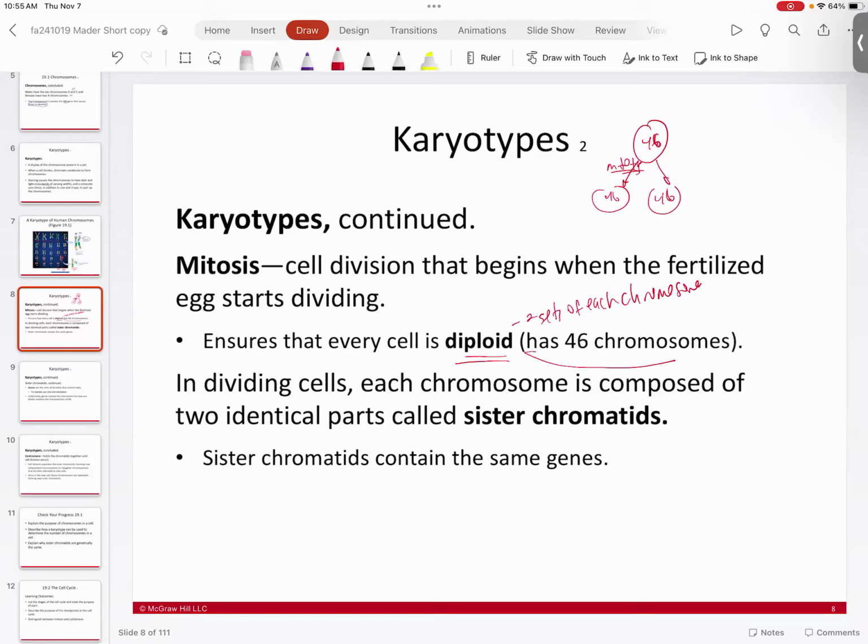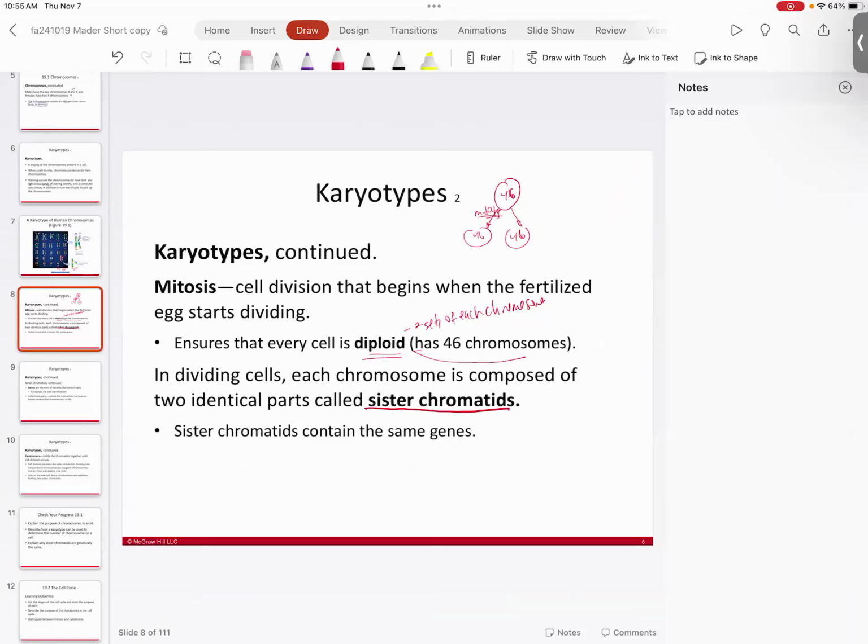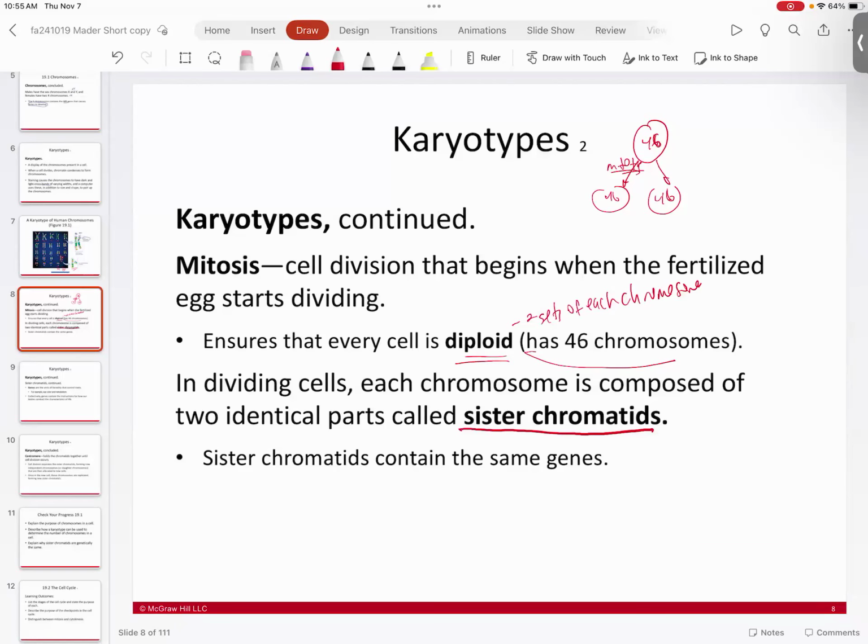So in a dividing cell, each of your chromosomes has 2 copies called sister chromatids. For instance, normally, before you go through replication, you have a chromosome, there's your centromere, and then when you go through replication, for the purpose of division, you're going to create a copy of that chromosome, but it's still going to be tethered to the same centromere. So these guys now are what's referred to as sister chromatids.